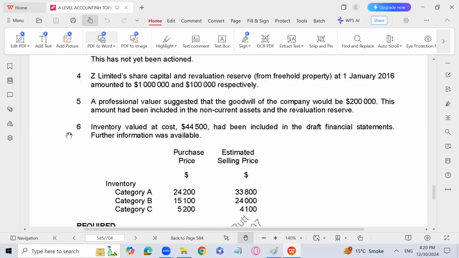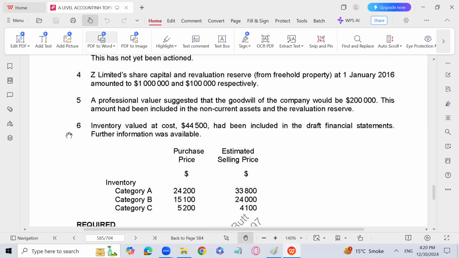Then number 5, the professional valuer suggests that the goodwill of the company would be 2 lakh. That is an intangible asset, IAS 38. IAS 38 talks about goodwill, patents, copyrights, those intangible non-current assets which cannot be touched.